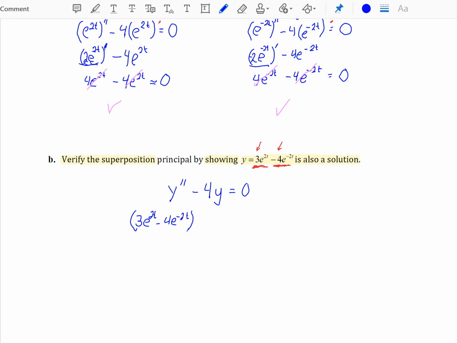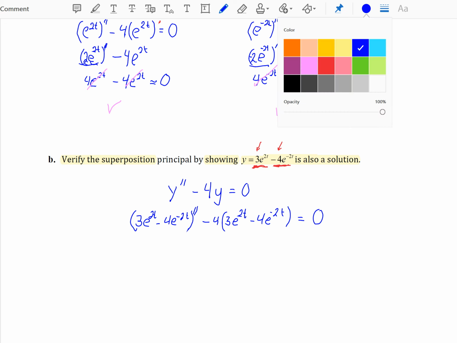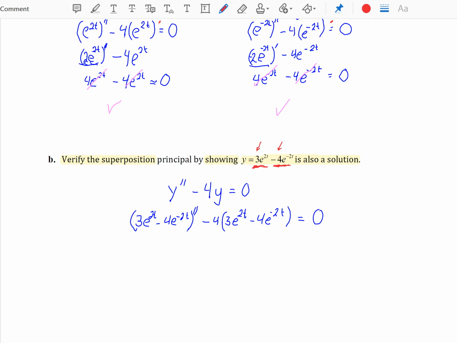So we'll stick it in for y. We'll take its second derivative, and we'll stick it in for y. And we're trying to verify, trying to ask the question, will this equal 0?